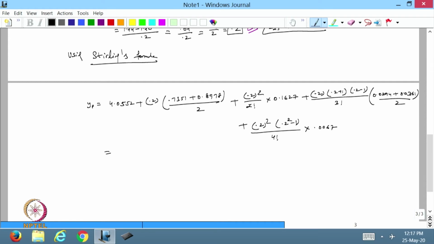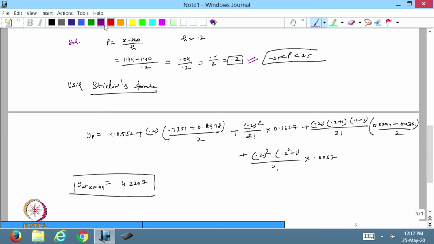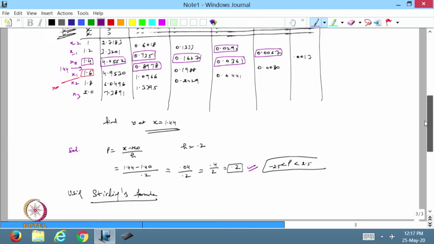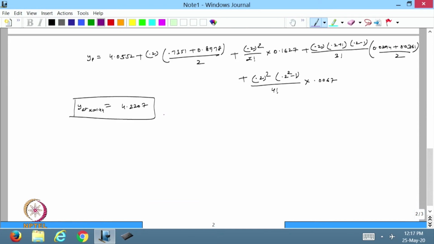If I do the calculations and my calculation is correct, then its value should be 4.2207. So, this is the value of y at x is equal to 1.44. This is the approximate value and from here I can see that this value 4.2207 is lying here. So, this value seems correct and I can see that this function is an increasing function also. So, based on this I can say that this is my answer.